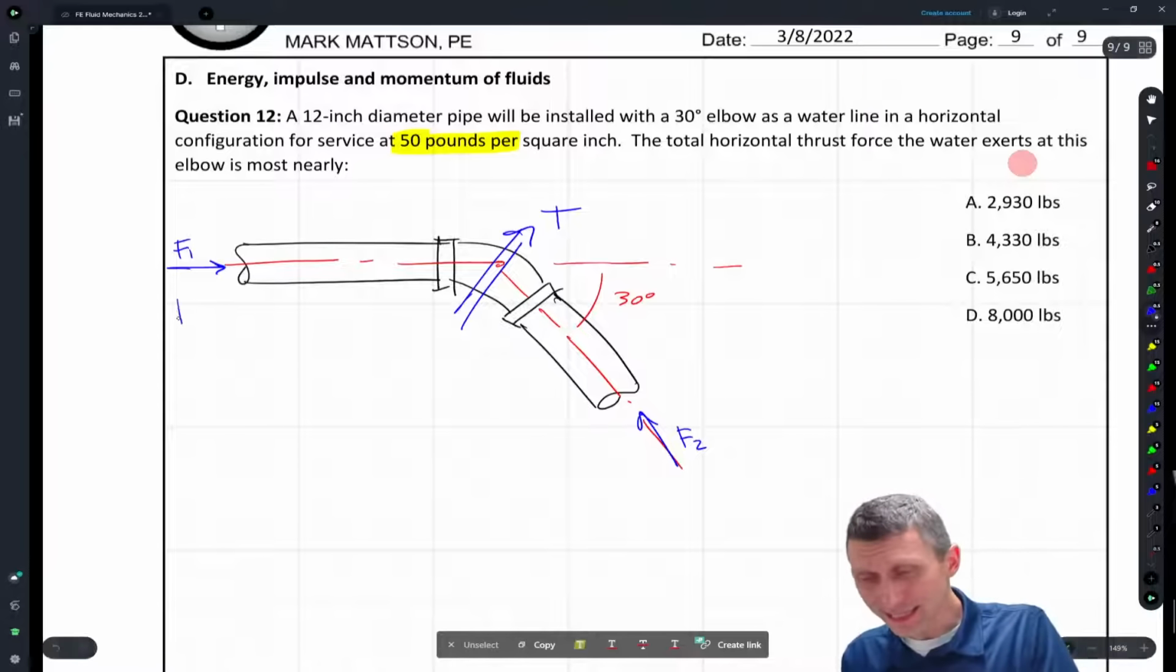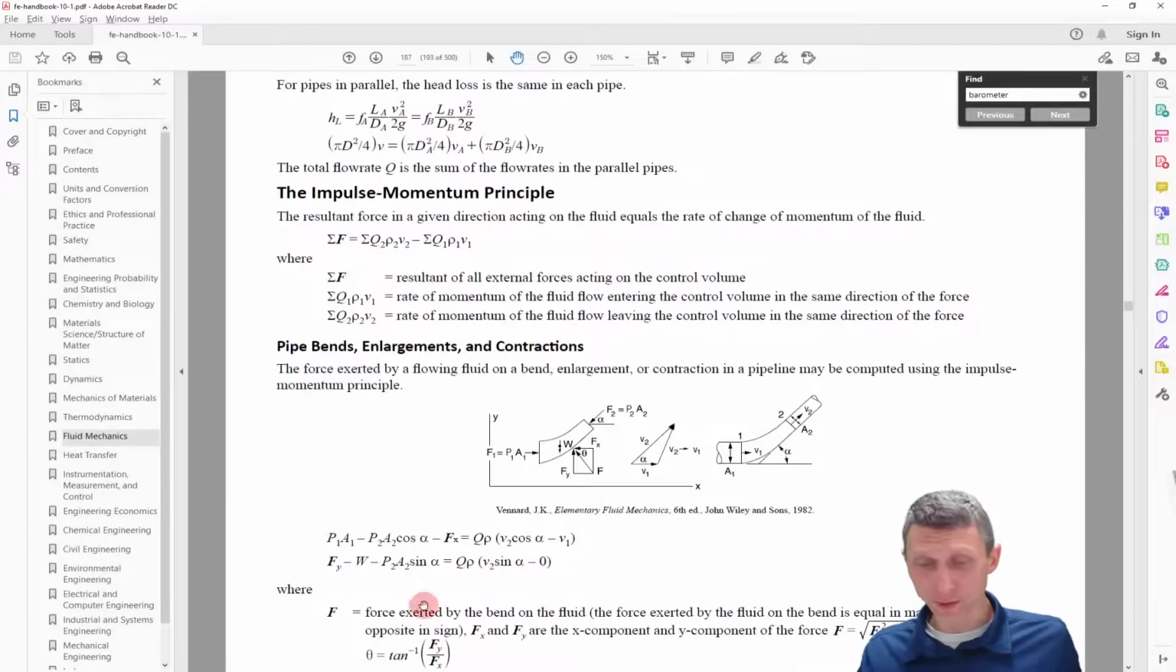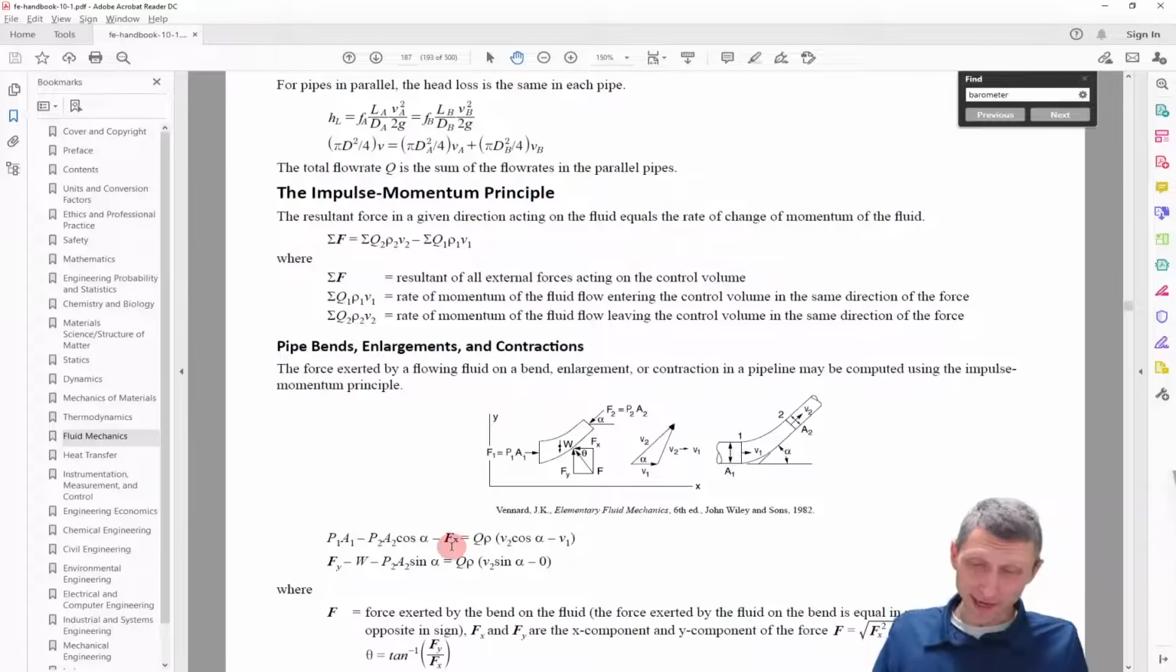Well, this is going to be P1 times A1. So if we come back here, the force is P1A1, and we can get rid of this weight for the vertical force, but it's going to be minus P2A2 cosine alpha.